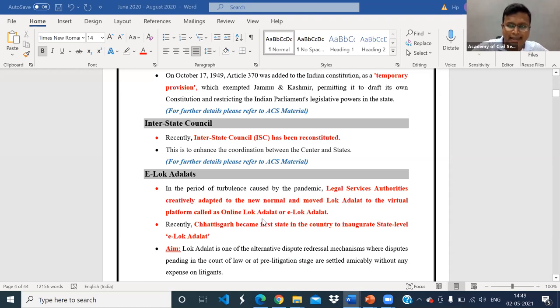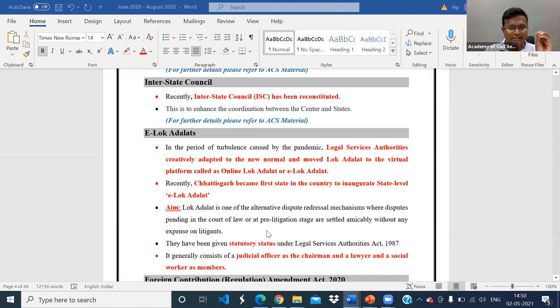E-Lok Adalats, electronic Lok Adalats or online Lok Adalats. What are Lok Adalats? We have discussed something related to Lok Adalats when we discussed the judiciary chapter on alternative dispute resolution mechanism. Hope you remember that. Lok Adalats are a statutory body established under the Legal Services Authorities Act 1987. Lok Adalats means the people's court, instead of going to the district court or high court or Supreme Court. The government of the state or the municipality or panchayat establishes a people's court with some retired judges and other people, and the people's court solves small disputes, especially civil disputes.